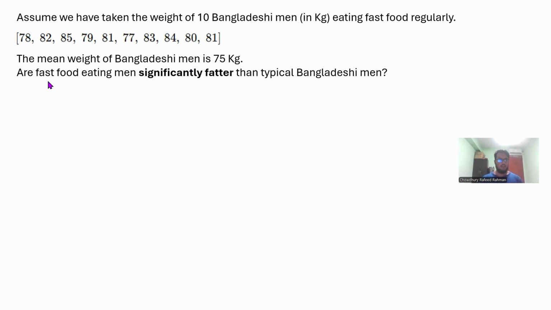So the question is, are fast food eating men significantly fatter than typical Bangladeshi men? Understand that this is basically one-sided, right? Because they are talking about being fatter. That means extreme value to the right. So the side is given.